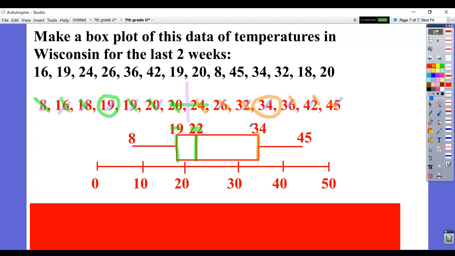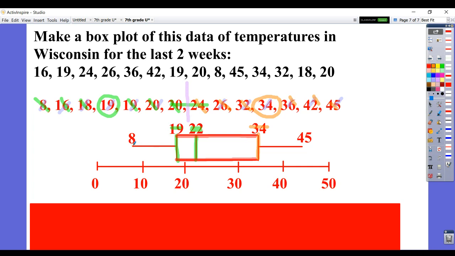So on the test and so forth, make sure you have these numbers written above, because if you just have approximations here and I can't see what these numbers are, you're not going to get full points. All right, then I connect it to create my box. So I connect my median line, my quartile 1 line, my quartile 3 line, and create my box. Again, make sure those numbers are written in. All right, I want to be able to see that you found the correct values for those.